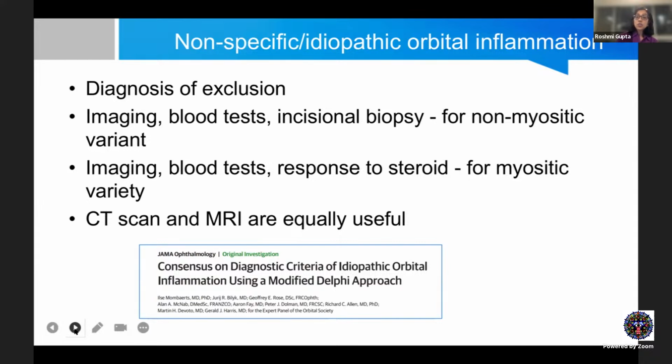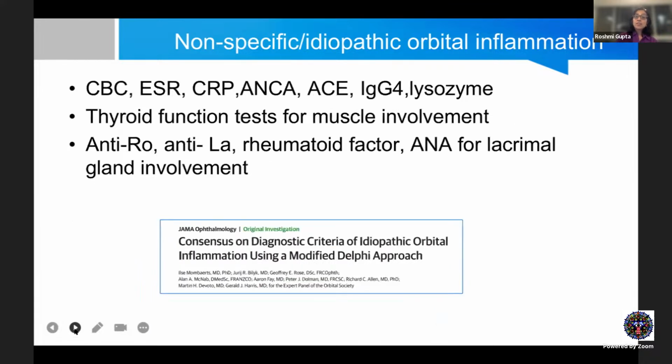Myositis at first go is pretty responsive to steroids, so it makes sense to take that as a diagnostic criterion. Now, when we talk about blood tests, interestingly enough, we are talking all about negative blood tests. The first set is CBC, ESR, CRP. If blood counts are elevated, we are probably going towards an infective condition, not one of the idiopathic orbital inflammation. We talked about ANCA.